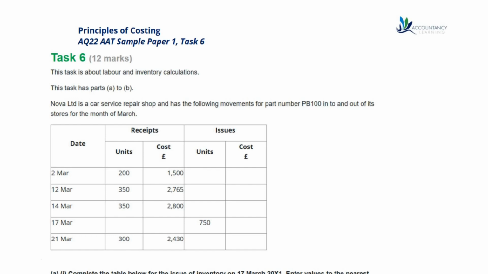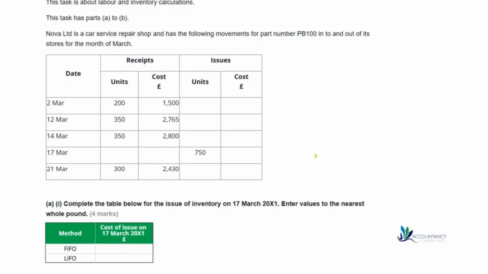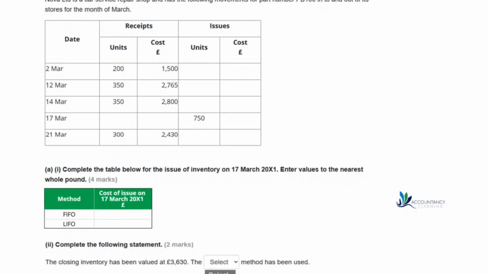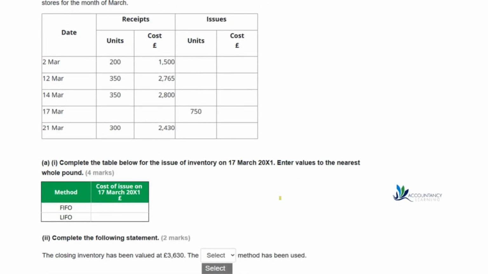I'm Sarah, and in this video I'll take you through the Principles of Costing Sample Paper 1 Task 6. So Task 6 is about labour and inventory calculations. Nova Limited is a car service repair shop and has the following movements for part number PB100 into and out of its stores for the month of March. And then we're given the receipts and issues by date and the cost and number of units.